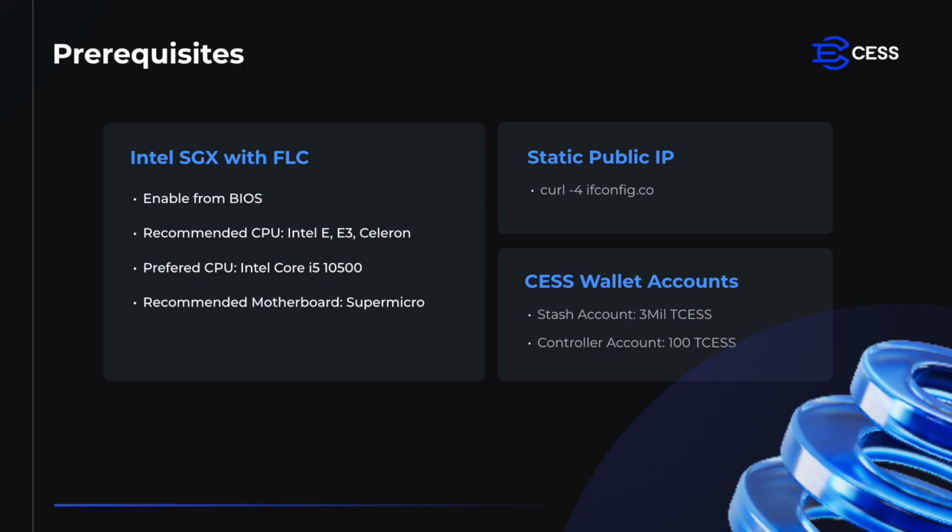Lastly, we will also need 2 SES wallet accounts, one for stashing or staking 3 million SES tokens, and the other for the controller with at least 100 SES tokens for paying transaction fees. If you have followed our previous episode, you may have already created these accounts.